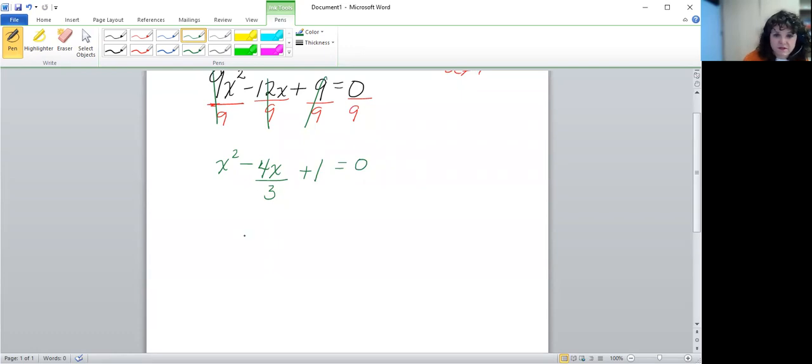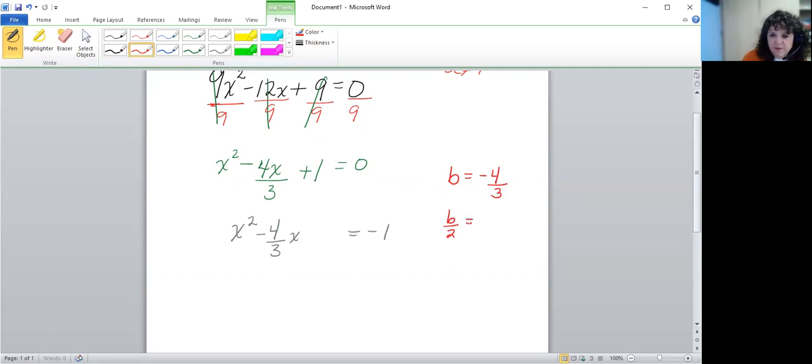So now the process is the same. Kick out anybody who is not part of the family. So my 1 has to move to the other side. I've got negative 4/3 x. Then I find my b value. So b is negative 4/3. Now don't let it bother you that it's a fraction.